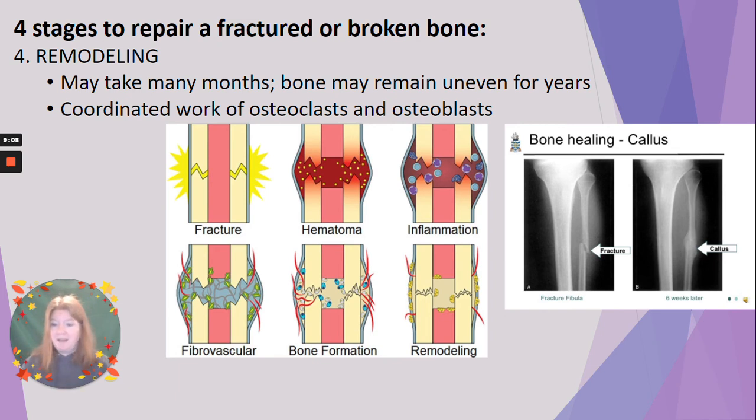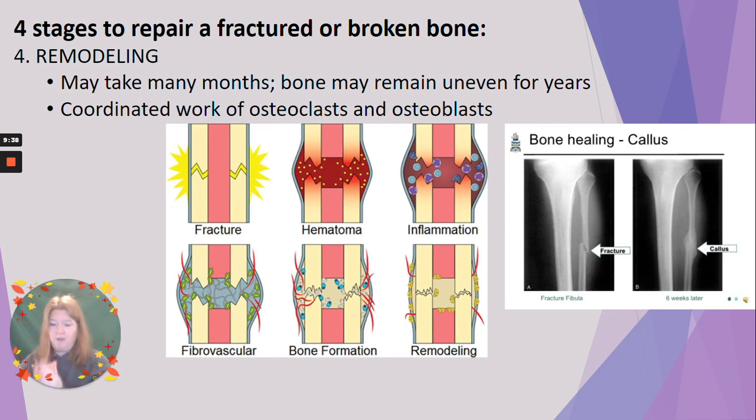Okay, and now remodeling is next. So it's going to involve a coordinated effort from osteoblast building, osteoclast cleaning, over and over and over in this cycle until the bone looks very similar to what it was before. But there's always going to be an indicator that it was broken. Okay, so if someone looked at your bones later, they would be able to tell you had a fracture there once. This is never going to look exactly the same. Okay, so, and this can take years.